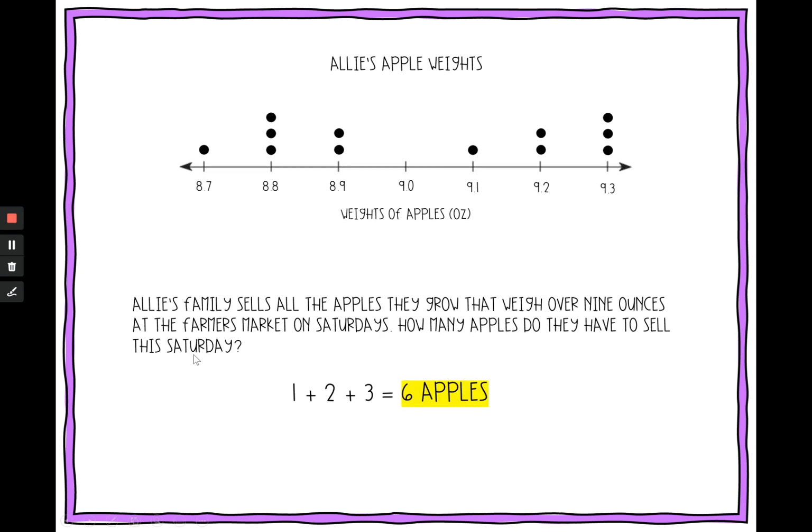All right, in the next video, we're going to look at stem and leaf plots.